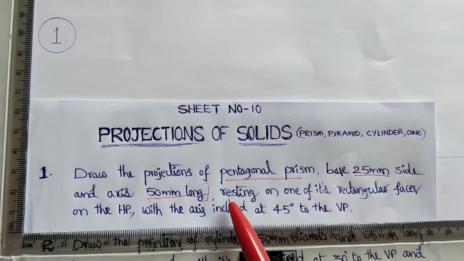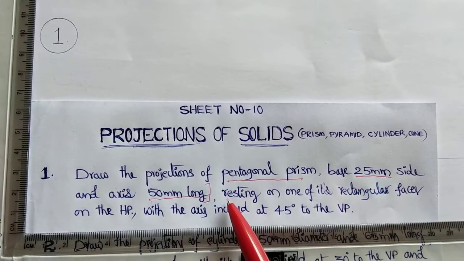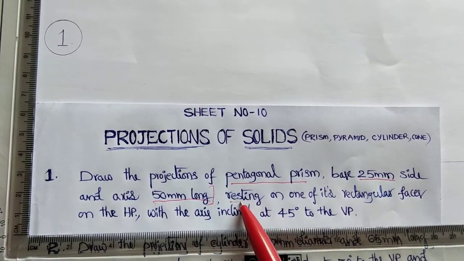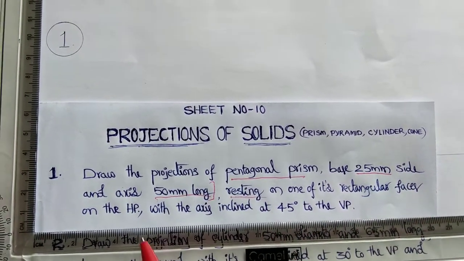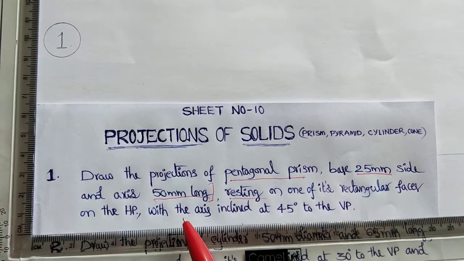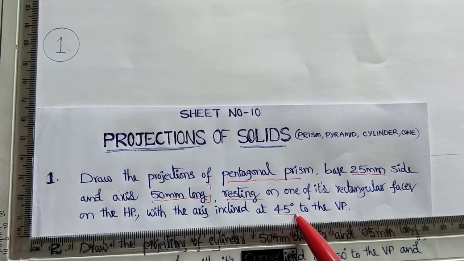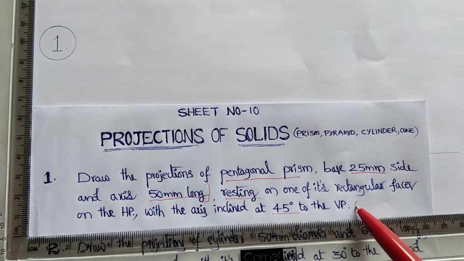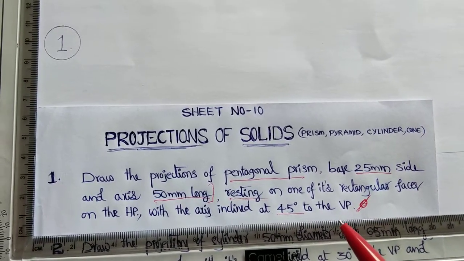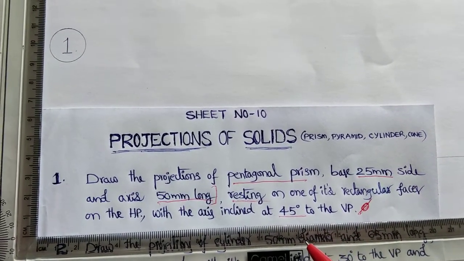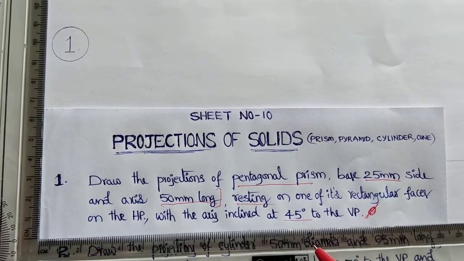The pentagonal prism has 5 rectangular faces. Out of those 5 rectangular faces, one of its rectangular faces is on the horizontal plane. And coming to the position of the axis, that is inclined at 45 degrees to the VP. The inclination with VP is denoted by phi. When the axis is inclined to one plane, the projections can be drawn in 2 stages.